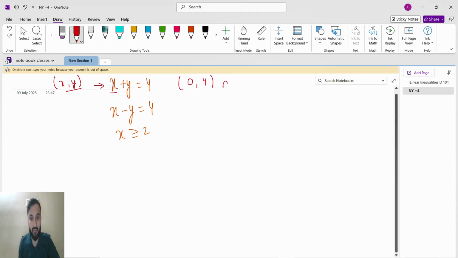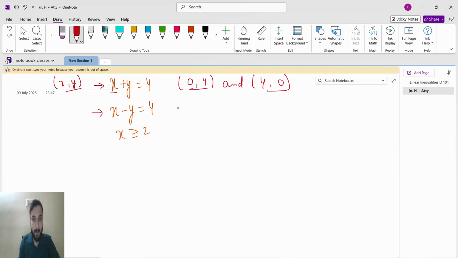So the first point is 0 comma 4, and for the second point I will take y as 0. First x is 0 and you get y, then y is 0 and you get x, one by one you have to make 0. So y is 0 means x is 4. From one equation we get 2 points. Then again x is 0 in the second equation: x minus y equals 4, I want y, so y is minus 4. Then y is 0, x is 4. From this equation also we got 2 points.